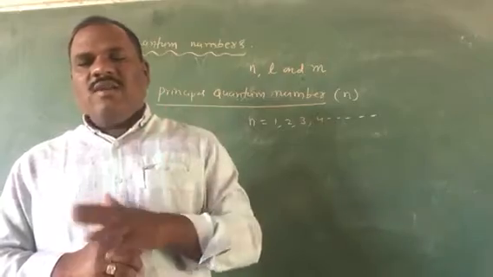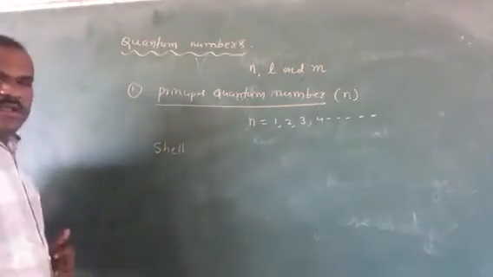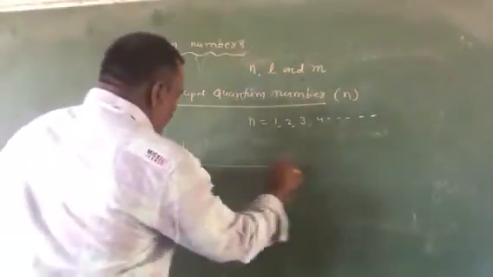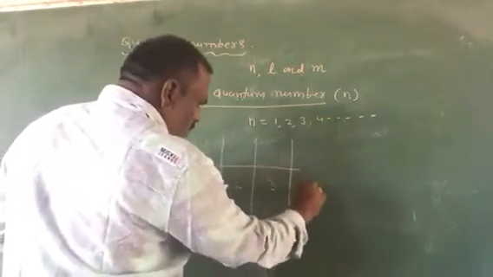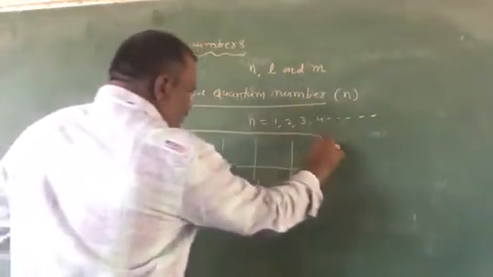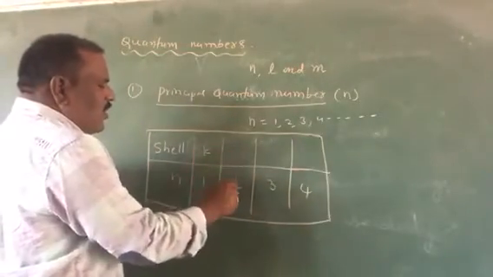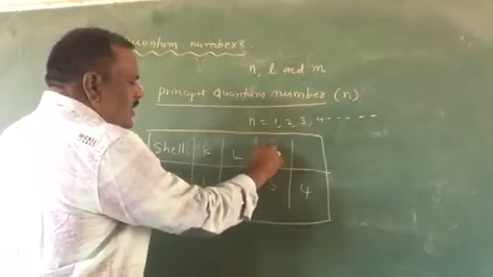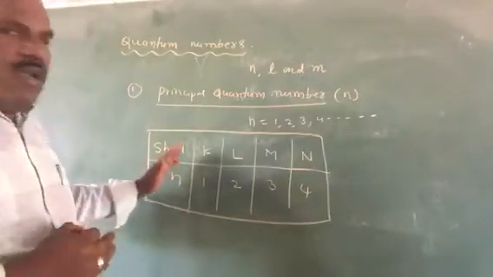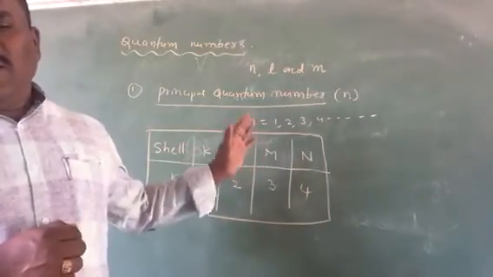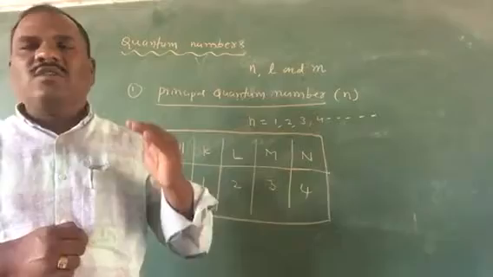For each n value, there is one main shell. If n equal to 1, it is the K shell. If n equal to 2, L shell. If n equal to 3, M shell. If n equal to 4, N shell. That means as the n value increases, the shells become larger and the electrons in those shells are farther from the nucleus.